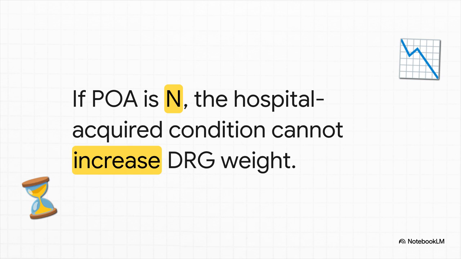Timing is everything. If that complication has a POA indicator of N, meaning it was not present on admission and is actually a hospital-acquired condition, it generally cannot be used to increase the DRG weight. This is exactly why distinguishing between pre-existing comorbidities and hospital-acquired complications is so heavily scrutinized by auditors.